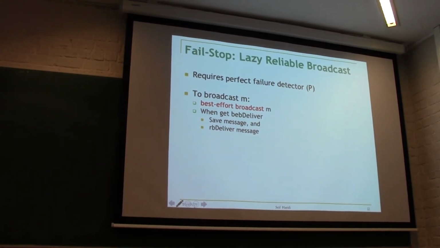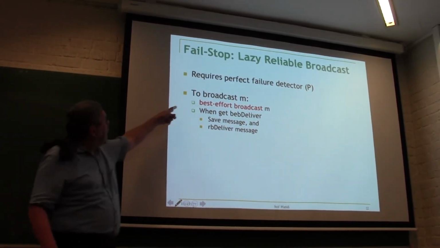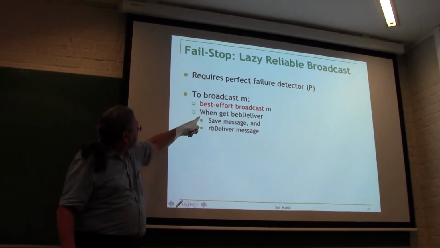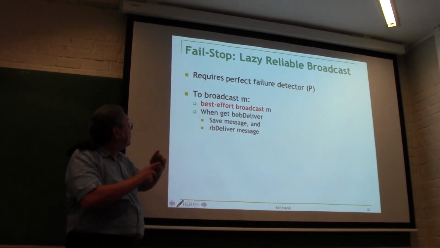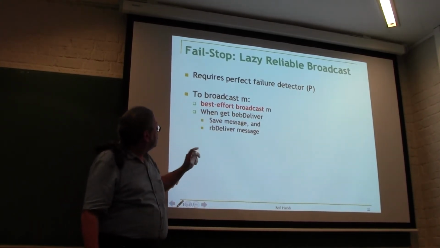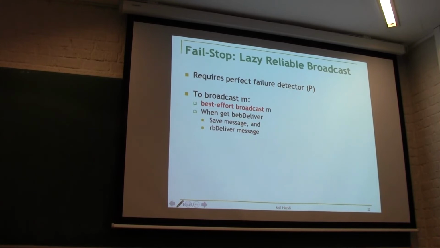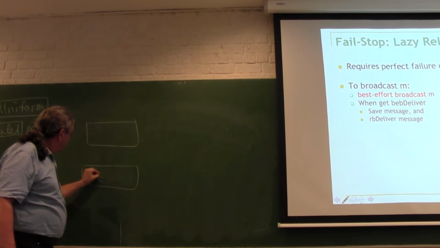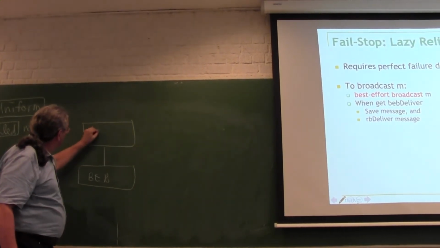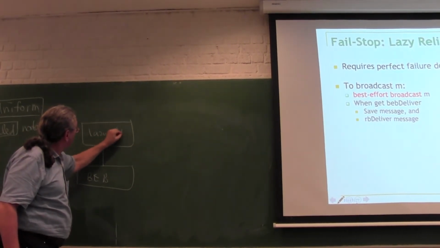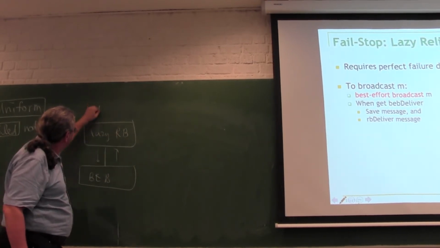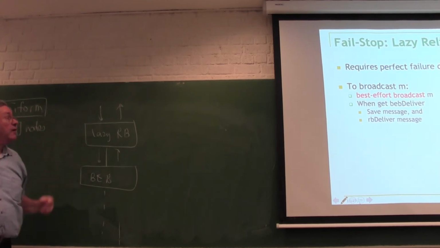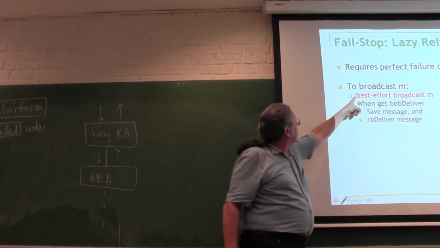The broadcast is very simple. We just do a best effort broadcast. Okay? And then the node that does the broadcast will get the deliver itself, and then it does an RB deliver. It's a layered thing, right? So we have the best effort broadcast, so the lazy reliable is built on top. Remember, we're always building layers.